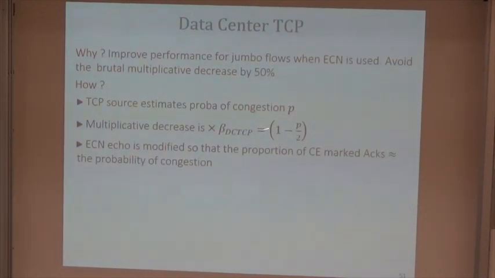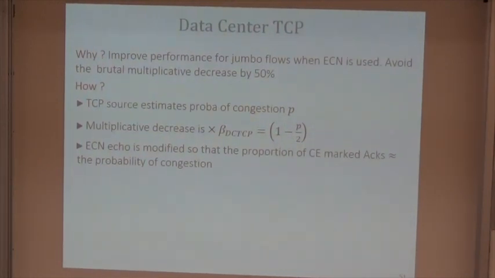Which means that if P is equal to 100%, if within one round-trip time you've lost or marked all the packets, you will decrease by 50%. And if P is very small, if you've lost 1 out of 100 packets, there will be a very small decrease. Question? Yeah, in a data center, you kind of own all the routers.